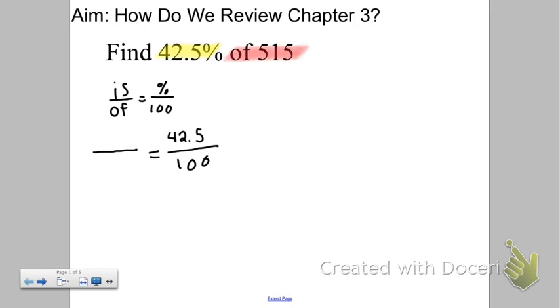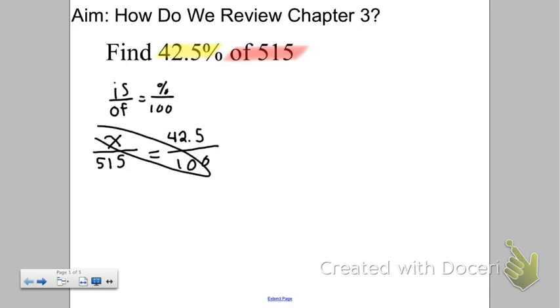Now, for the of, the number closest to the word of is going to be the of, and the number closest to the word is will be the is. 515 is closest to the word of, so that would be our of. The is, we don't know, which makes sense because we have three numbers, so one of them has to be the x. So the is will be our x.